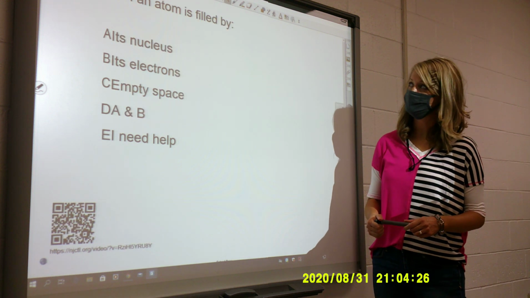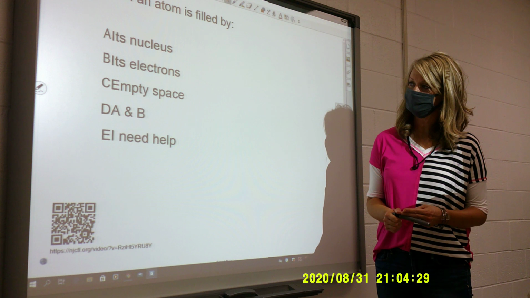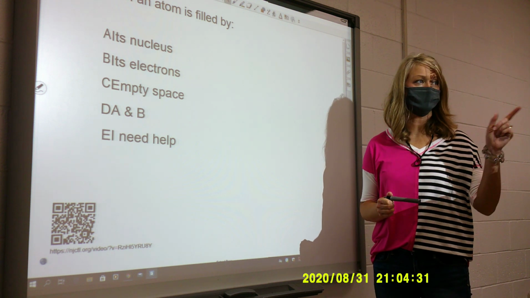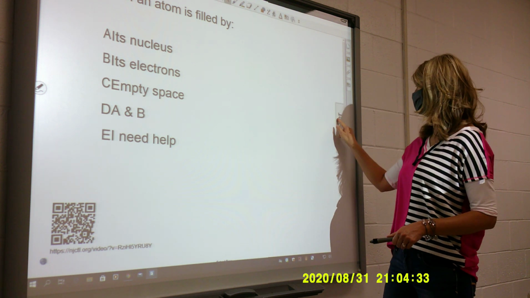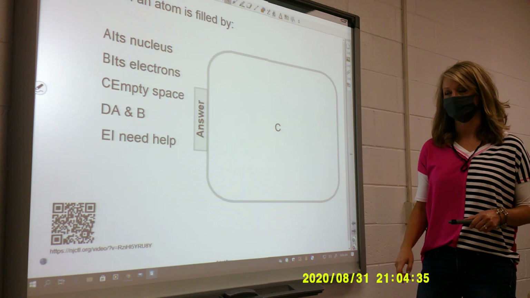Most of an atom is filled by nucleus, electrons, empty space, A and B, or I need help. Gibbs, what do you think? C, sounds good to me, and that is correct.